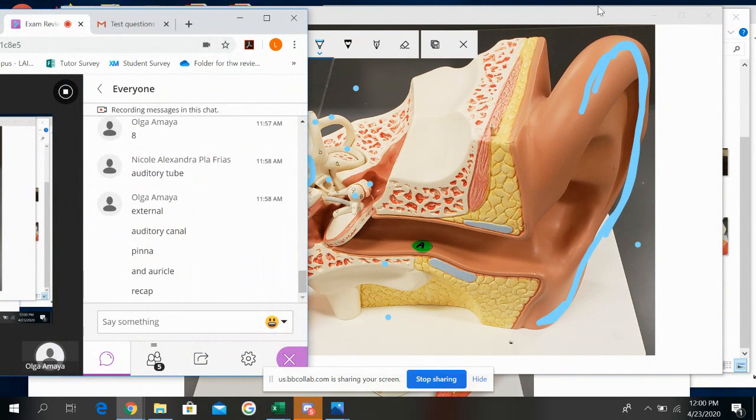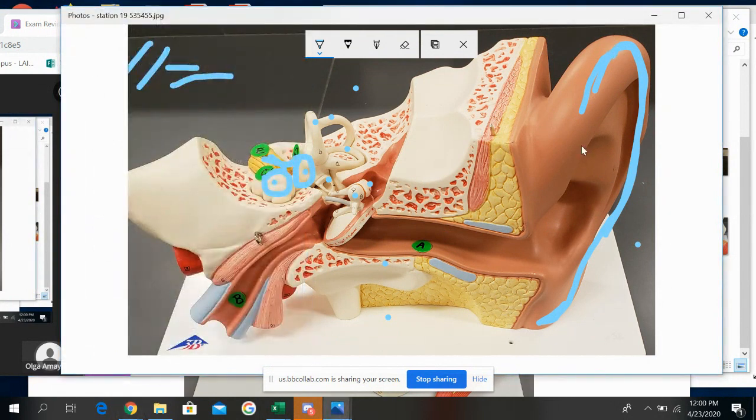Real quick recap. From the outside in, we have our auricle or our pinna. We have our ear canal. We have our tympanic membrane, which is part of the middle ear, where we can also find our auditory tube or Eustachian tube. In here, we have the three smallest bones in the body: the malleus, the incus, and the stapes. The malleus connects to your tympanic membrane. Your incus connects your malleus to your stapes, and your stapes is connected to your vestibule through the oval window.